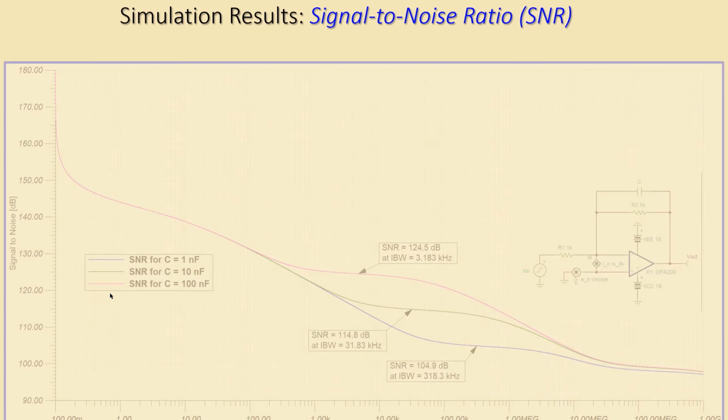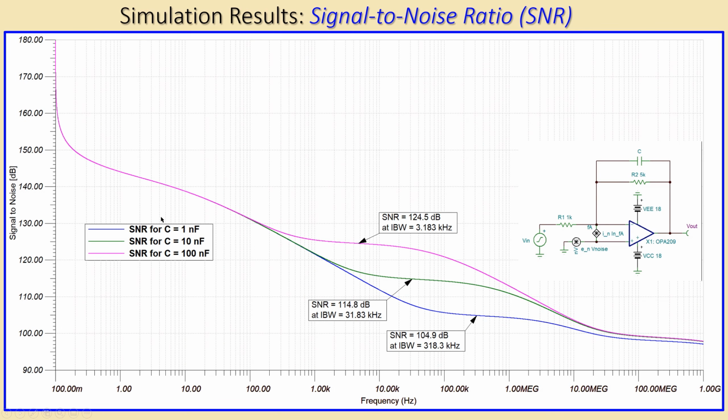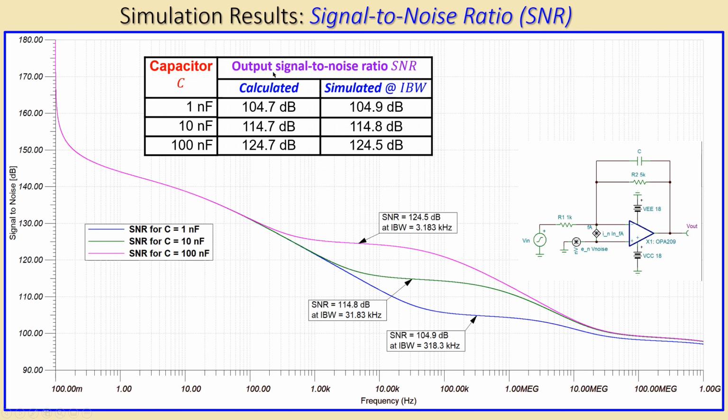Okay, signal to noise ratio also very important. We have 3 cases, the blue, green and the pink one. The blue one is for 1 nanofarads, the green one is for 10 nanofarads, and for the pink we have 100 nanofarads. Again, we have also determined that for the integration bandwidth. So for the blue one, this is the integration bandwidth, and we had approximately 105 dBs. Now we have for the capacitors these values, output signal to noise ratio, and we have calculated these values in our discussion, and this is the simulation now, again looking at the integration bandwidth.